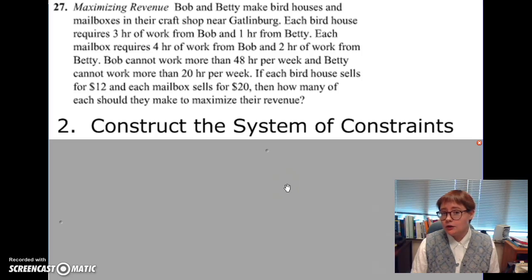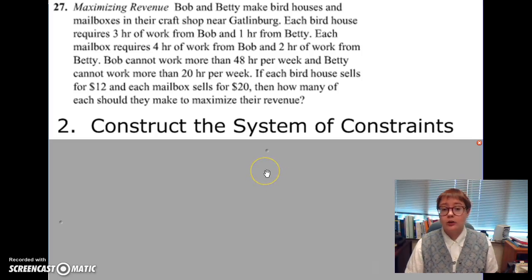So there are 2 different kinds of constraints you're going to run into in these problems. There are natural constraints, constraints that pop up because we're working in the real world, and these ones don't get mentioned in the paragraph. We just have to know what they are. And then there are the constraints actually given in the paragraph. So let's talk about the natural constraints first.